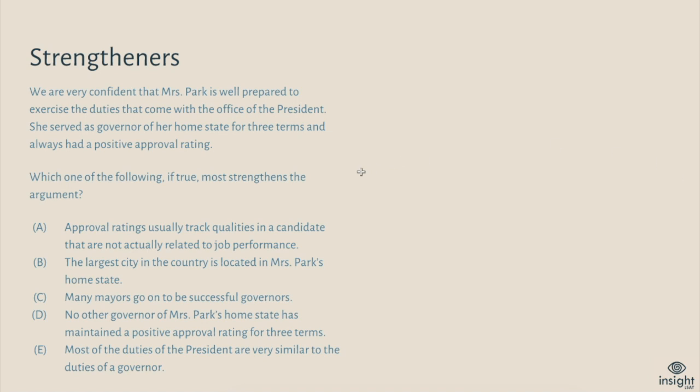Alright, read the question first. Which one of the following, if true, most strengthens the argument? Okay, we know we're looking for something that strengthens it. We are very confident that Mrs. Park is well prepared to exercise the duties that come with the office of the President. She served as governor of her home state for 3 terms and always had a positive approval rating. Alright, first we find the conclusion. You see what that is? It's that Mrs. Park is well prepared to exercise the duties that come with the office of the President. That's what this blurb is trying to convince you of.